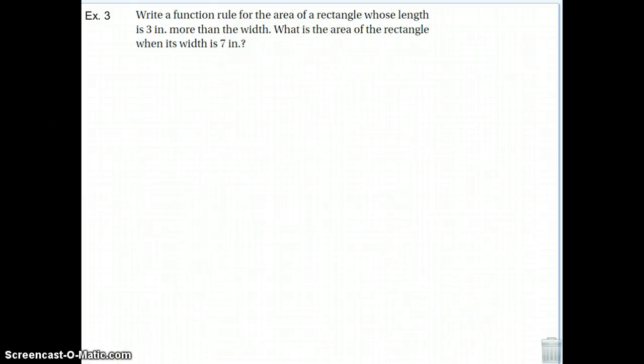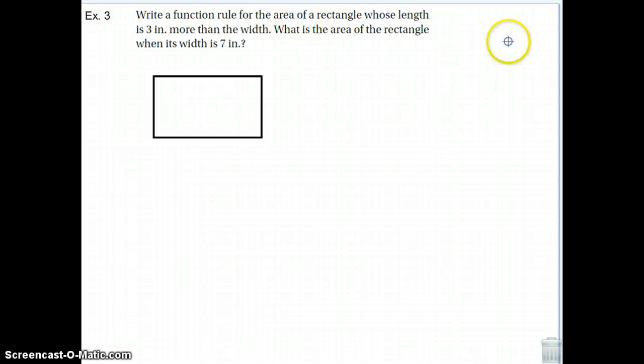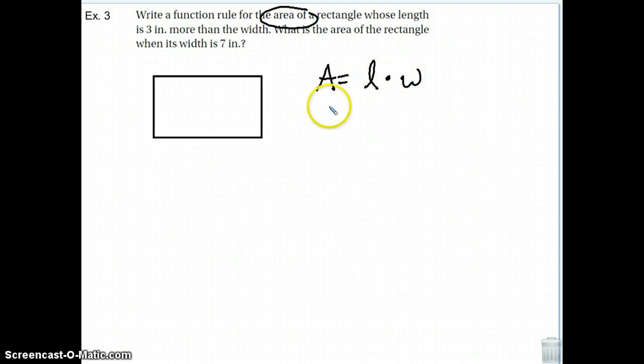Okay, so we have a little geometry question here. We're talking about rectangles, so I'm going to make a rectangle right here. Write a function rule for the area of a rectangle. Right away, I should know that the area of a rectangle is the length times the width, or base times the height. Same thing. Area of a rectangle whose length is 3 inches more than the width.